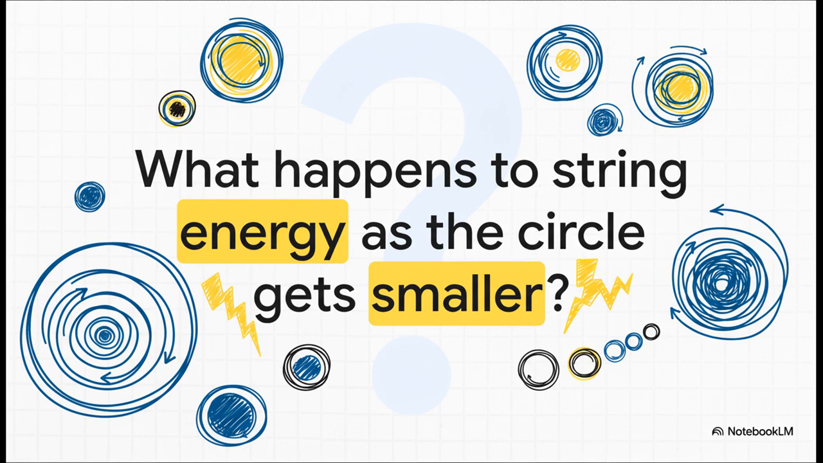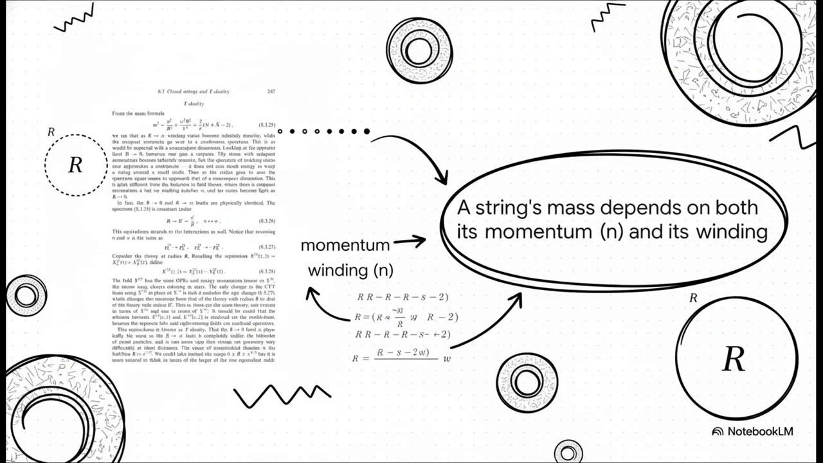What happens to the energy cost of those momentum modes and those winding modes? Okay, don't worry about the math here. Just look at the idea behind the equation. The total energy has two parts. You see the part with n divided by r? That's momentum. As the radius r gets smaller, that number gets huge. It gets harder and harder to move.